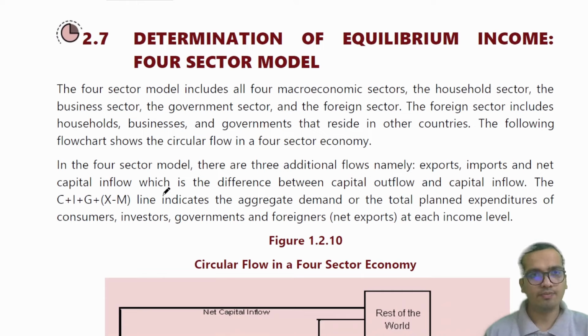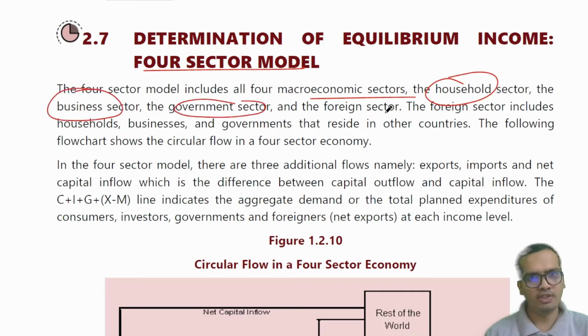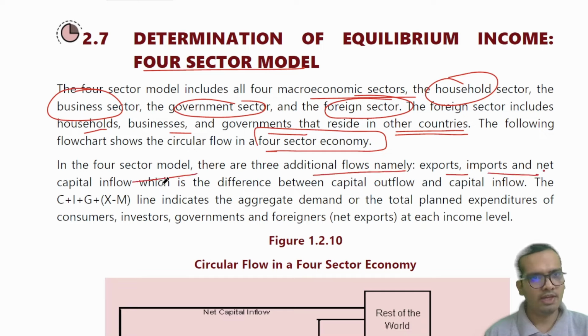Then comes the next part, determination of equilibrium income, 4 sector model. So the 4 sector model includes all 4 macroeconomic sectors, that is the household sector, the business sector, the government sector, and the foreign sector. The foreign sector includes households, businesses and governments that reside in other countries. The following flowchart shows the circular flow in the 4 sector economy. In the 4 sector model, there are 3 additional flows, namely exports, imports, and net capital inflow, which is the difference between capital outflow and capital inflow.